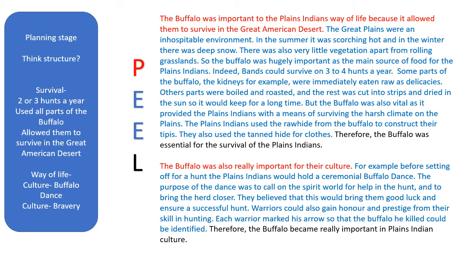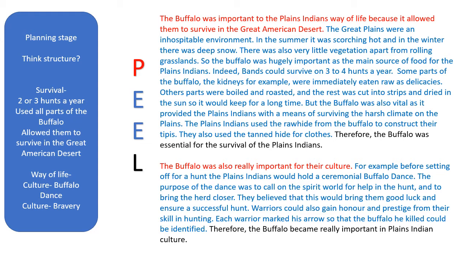So if you look at the first paragraph where they address why the buffalo is important to the survival of the Plains Indians, they begin it with a clear point, that's in red. The buffalo was important to the Plains Indians' way of life because it allowed them to survive in the great American desert. Then they've put lots of evidence and clear explanation as to how the buffalo enabled the Plains Indians to have food, fuel, and shelter on the Great Plains.